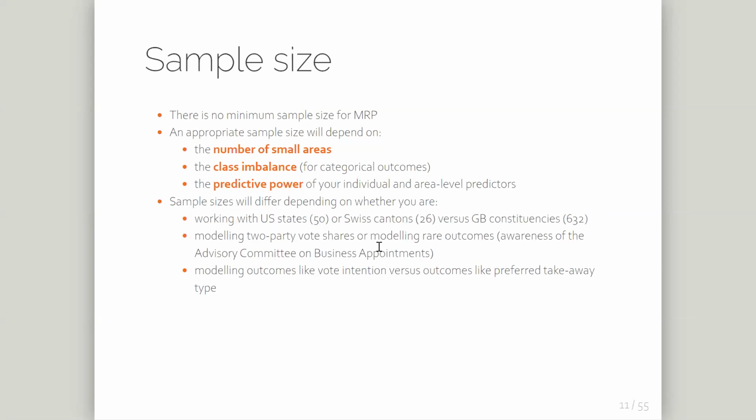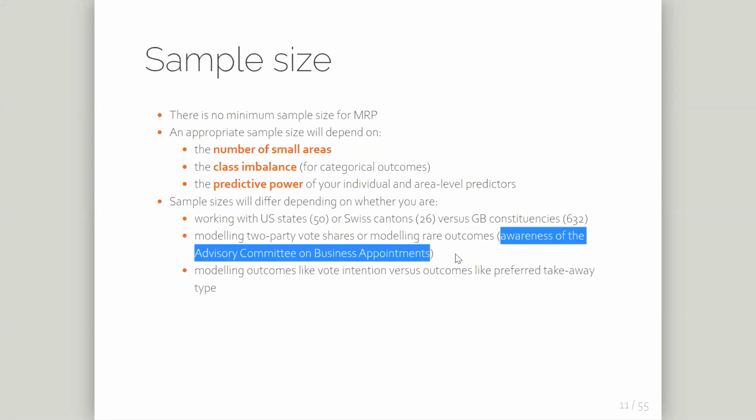You might also be making life difficult for yourself if you're modeling rare outcomes. In the UK recently, we've had certain scandals about behavior in public office. And so we might commission a survey: how many people are aware of the tremendously important body that is the Advisory Committee on Business Appointments? That is a rare outcome. The number of people who are aware of that body is low. And if you have a very rare outcome like that, or very imbalanced classes, it's going to be hard for you to extract patterns which allow you reliably to link predictors to knowledge of that committee.